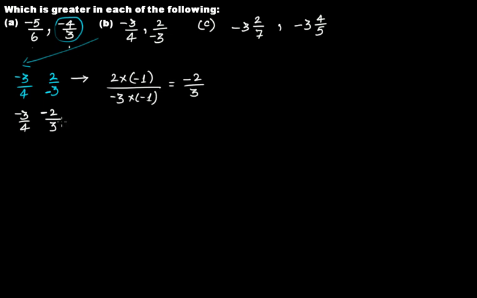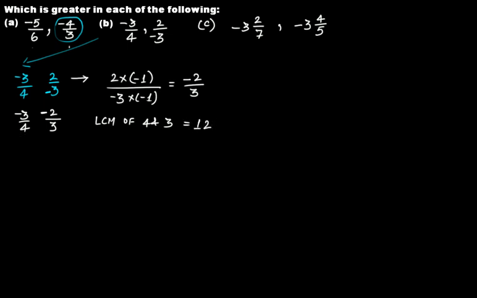The second step is what? Take the LCM of 4 and 3, because we have to find the equivalent rational numbers of both these rational numbers such that they have the same denominator. And in order to find the same denominator, it's always best to take the LCM. So the LCM of 4 and 3 comes as 12.